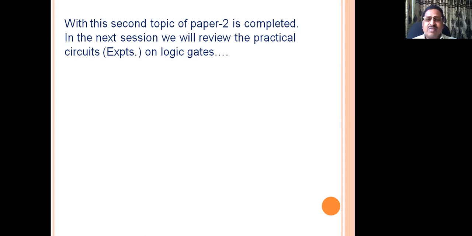Before that, we'll have one more session on this topic of logic gates, as a review of a variety of experiments based on the topic content of logic gates, in our next coming session.